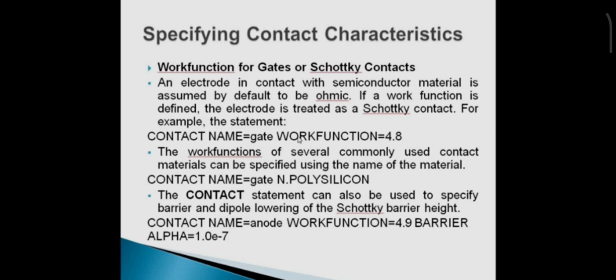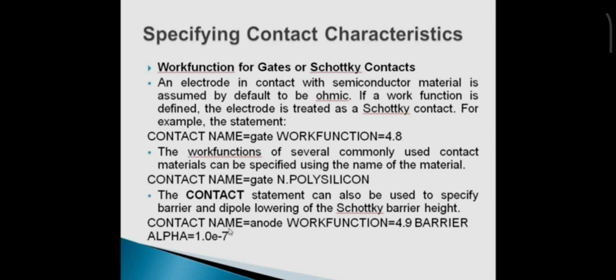For example, this example shows that we set the work function of the electrode named gate to 4.8 electron volts. The work function of several commonly used contact materials can be specified using the name of the material. This means we can also specify the work function by the name of the material. You can specify the work function as aluminum, polysilicon, tungsten, etc. in this way. You can see from this example, in which we have mentioned the work function, the name of the material, polysilicon is applied.